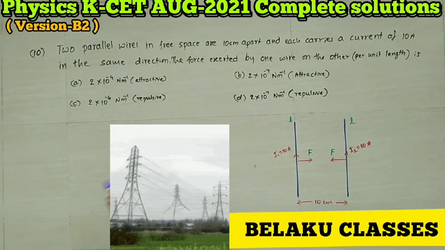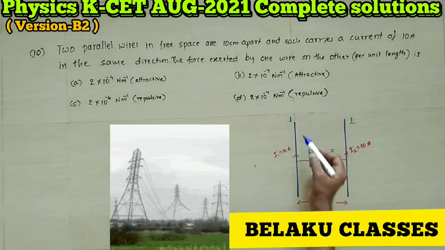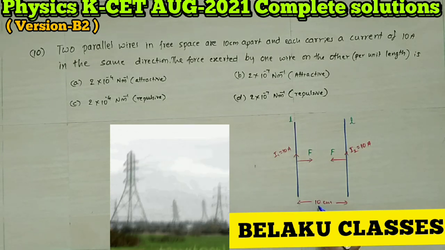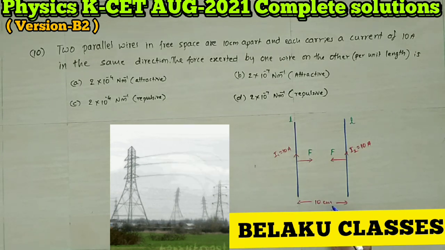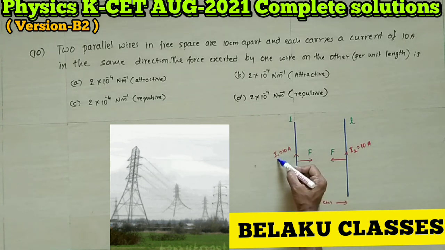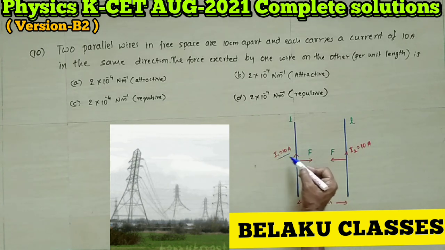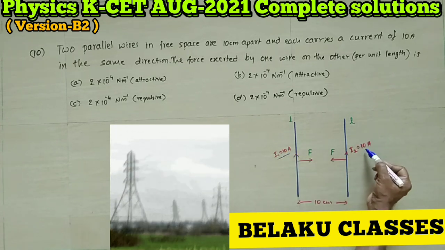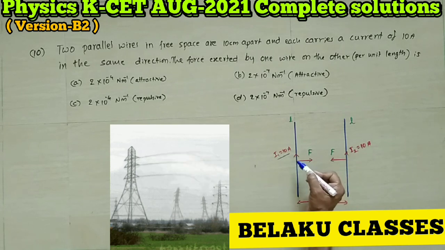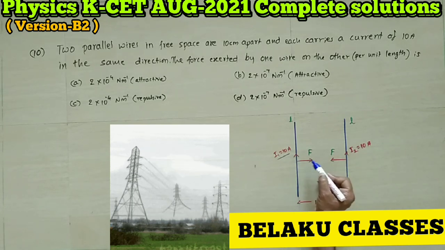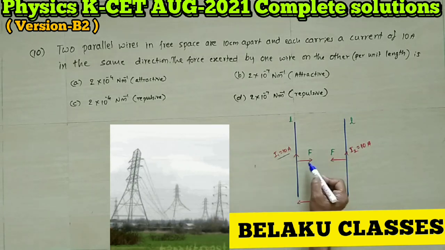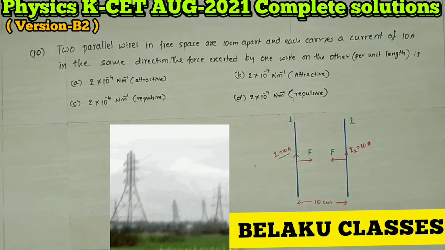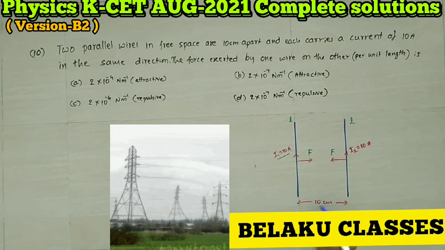Students, here the two wires of length L are given. They are separated by a distance of 10 centimeter. Both are carrying the same amount of current, so I1 is 10 ampere and I2 through the other wire is also 10 ampere. If they are carrying the same amount of current, then they will exert the same amount of force on each other. So that force you can take as F, and this is the distance D.